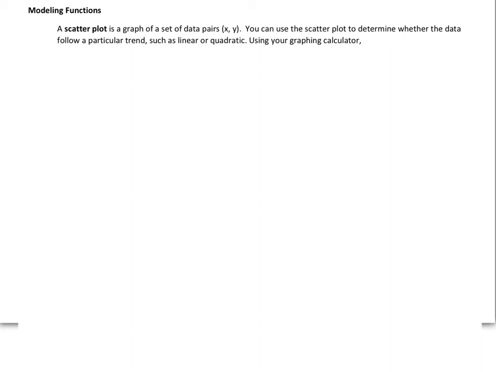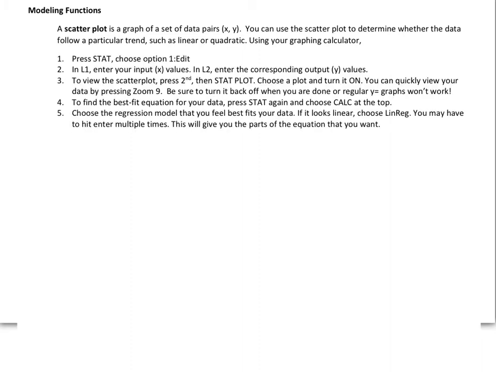Alright, now we're going to talk about modeling functions. When you have a set of data pairs x and y, you can make a scatter plot. You just plot all the points, and you can use that to determine what kind of trend the data follows. Maybe it's linear, maybe it's quadratic, maybe it's something else. So we're going to go over the steps using your graphing calculator for how to plot a scatter plot. So for right now, just write these steps down, and then I'm going to go through them in detail with an example problem.